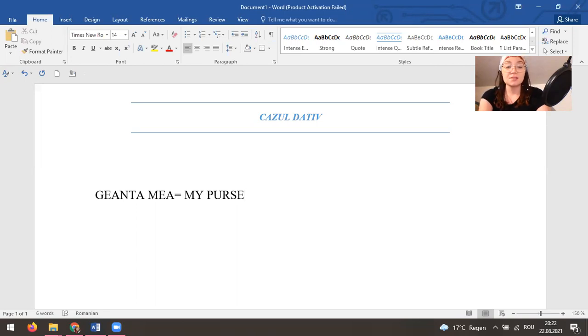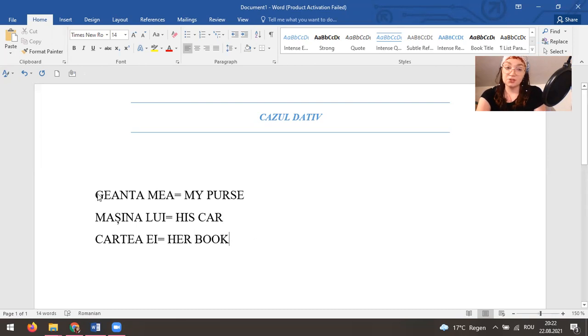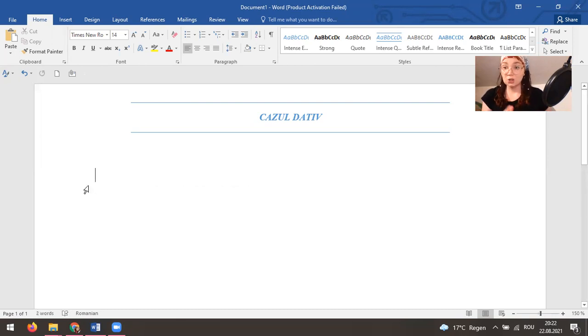Or let's say, mașina lui, his car. What else? Cartea ei, her book. Well, here in genitive, we are not talking about the person whose book this is, whose car is this, or that one or whatever.